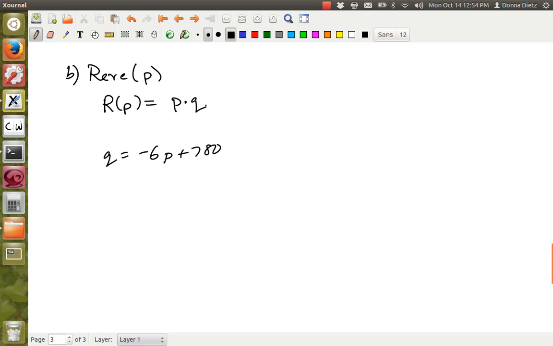Revenue of P or revenue of Q, it doesn't matter, it's just the same thing. Revenue is price times quantity. So revenue is equal to price times quantity.